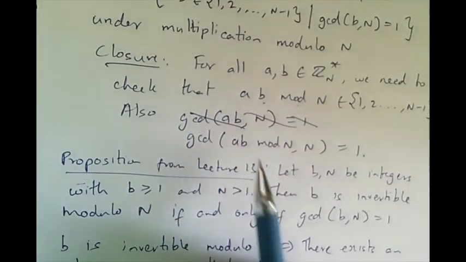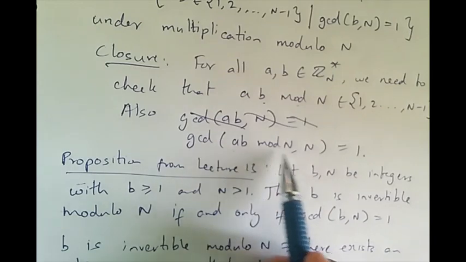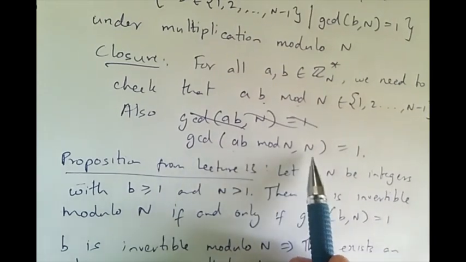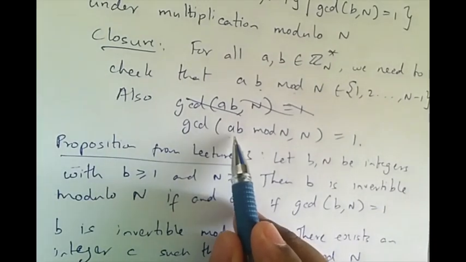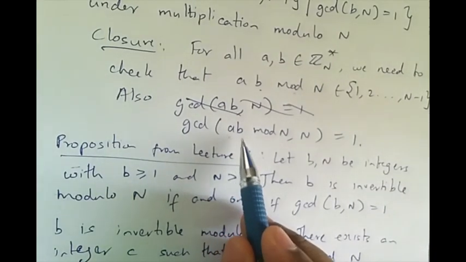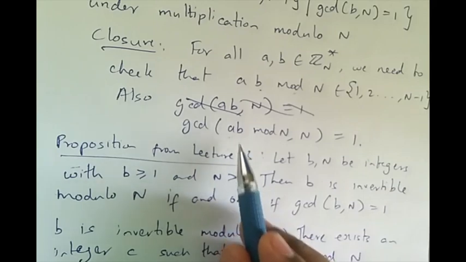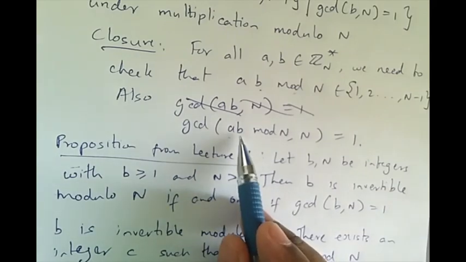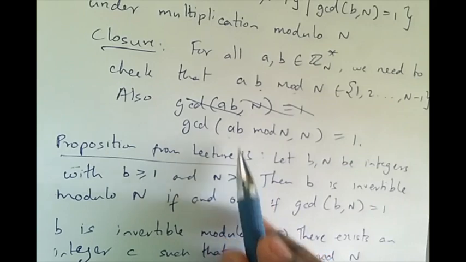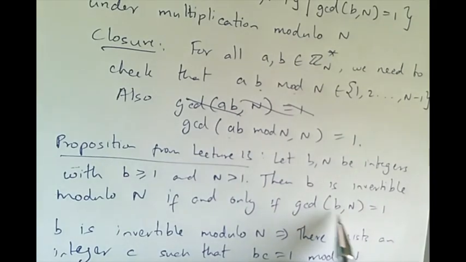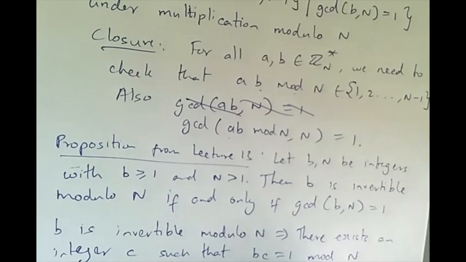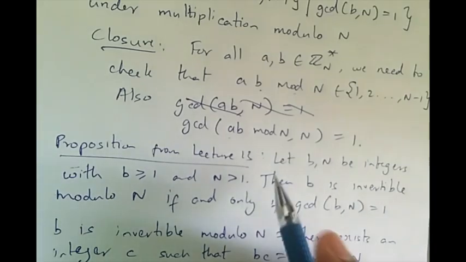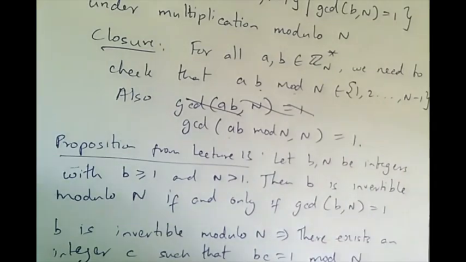And we want to show that the GCD of AB mod n and n is 1. We'll just appeal to this proposition again. Since A inverse B inverse will be a multiplicative inverse of AB mod n, the multiplicative inverse of AB mod n exists, so the GCD of AB mod n with n must be 1, because the proposition is an if and only if condition.